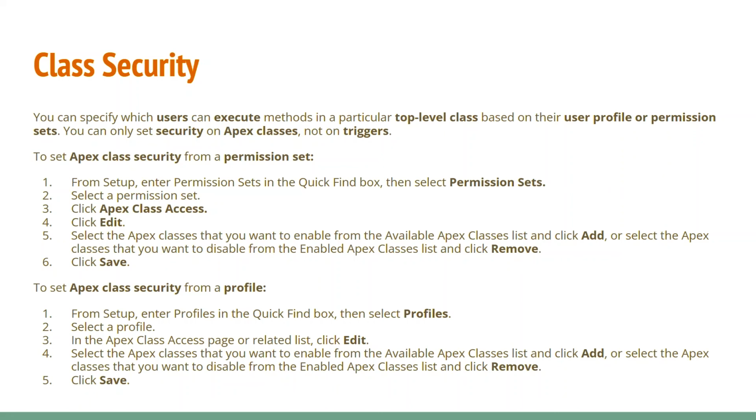To set Apex class security from a permission set, we just have to select the particular classes from Apex class access, click edit, and then add those classes from available to selected. In the same way, on a profile we can define Apex class security: we hit the edit button and add the selected classes from available classes. Then the user will have access to those classes. Yeah, so that's all.